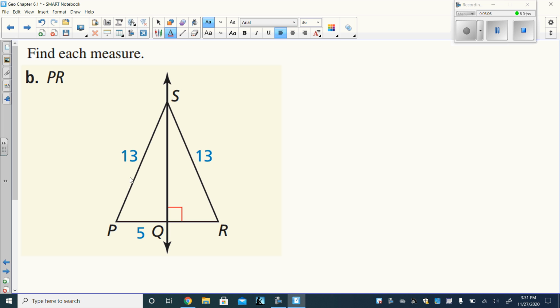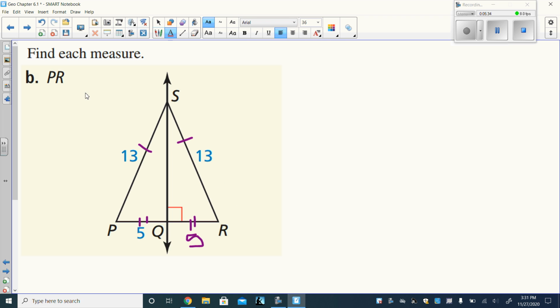Let's look at the next problem. Now we point off the line that is equidistant from the two endpoints of another line, and we have a right angle there. So these two here are congruent, and because these two are congruent and we have this set up, it means that these two other sides have to be congruent as well. So that means QR and QP both are going to be 5.